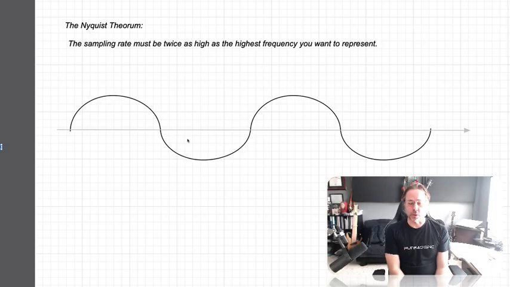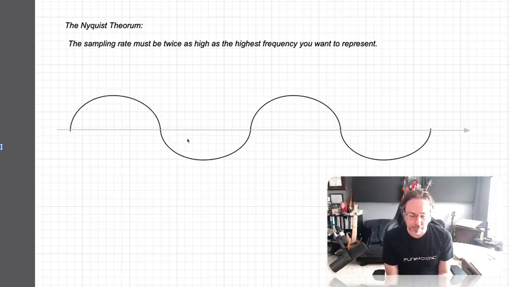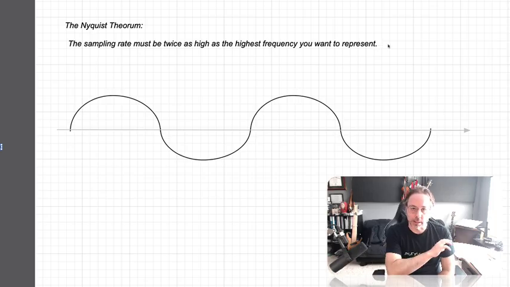Okay, so we're going to talk here about the Nyquist theorem. Now, what this tells us is what the sampling rate is actually doing. The Nyquist theorem states that the sampling rate must be twice as high as the highest frequency you want to represent. That's the Nyquist theorem.